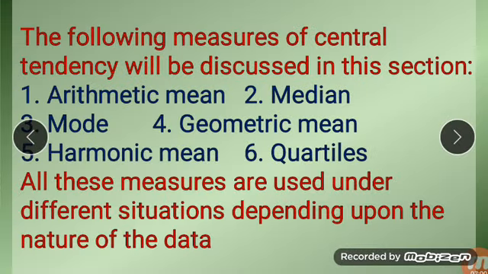Here we have the following measures of central tendency, which are going to be discussed in this section. The first one is arithmetic mean, then median, mode, geometric mean, harmonic mean, and quartiles. Let me tell you here that all these measures are used under different situations depending upon the nature of the data.